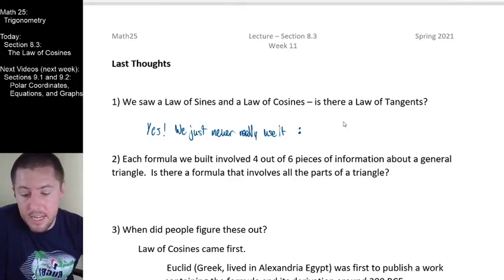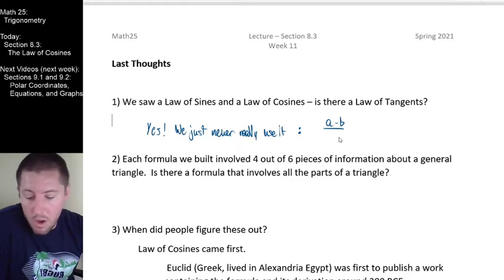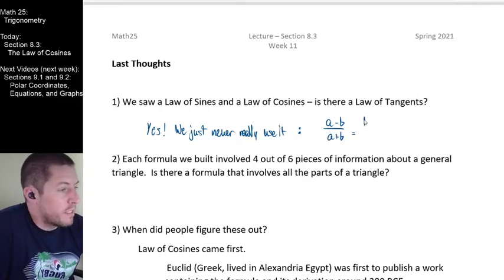But it exists and it can be used to solve for things. So it looks like (a minus b) over (a plus b) equals the tangent of 1/2 of (A minus B), angles A minus B, divided by the tangent of 1/2 of (A plus B).